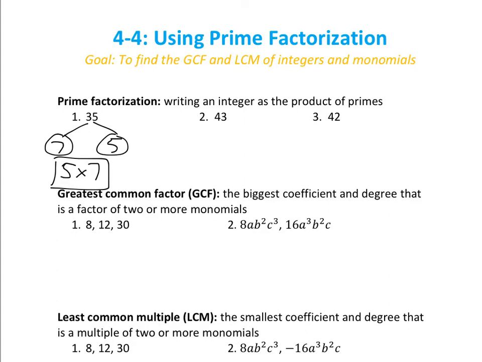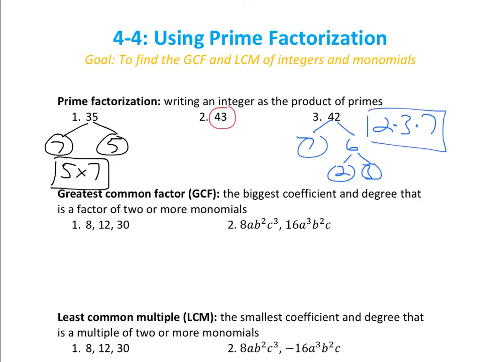Alright, the second one, 43 is prime already, right, because it can't be broken down at all, so that's it. And 42 breaks down to, let's do 7 and 6, which breaks down to 3 and 2, so we have 2, 3, and 7. So 2 times 3 times 7 is the prime factorization of 42.